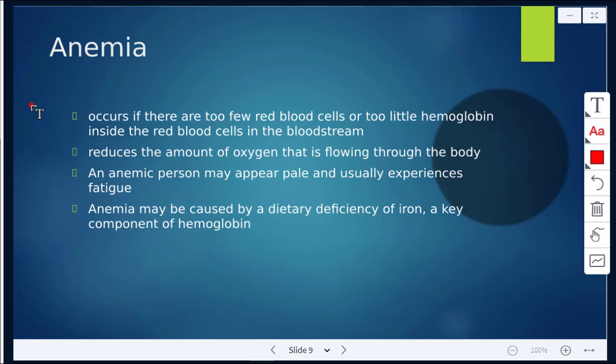Anemia is a condition that occurs if there are too few red blood cells or too little hemoglobin inside the red blood cells in the bloodstream. And it reduces the amount of oxygen that's flowing through the body. So an anemic person may appear pale, and they're usually very tired. They experience fatigue. And anemia may be caused by a dietary deficiency of iron, which is a key component of hemoglobin.